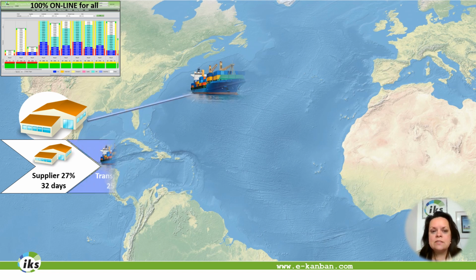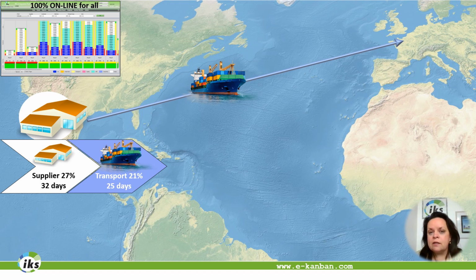The next following step happens when the goods are leaving Mexico and going by vessel into Europe. So on the vessel, in the containers, we have 21% of the inventory, and the trip takes 25 days on average through one calendar year.